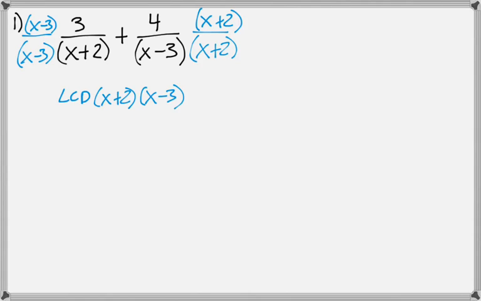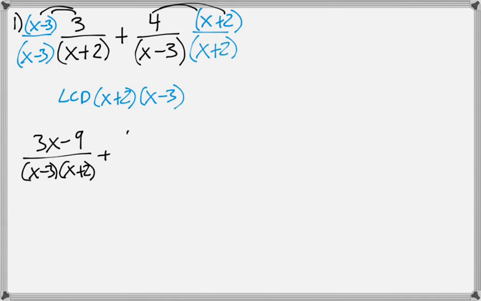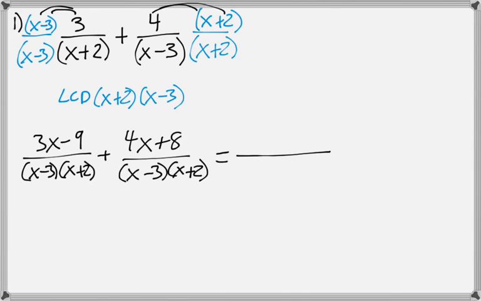So I'm going to distribute those numbers, and that's going to be 3x minus 9 over the LCD plus 4x plus 8 over the LCD. So now that they have the same denominator, you can combine them.